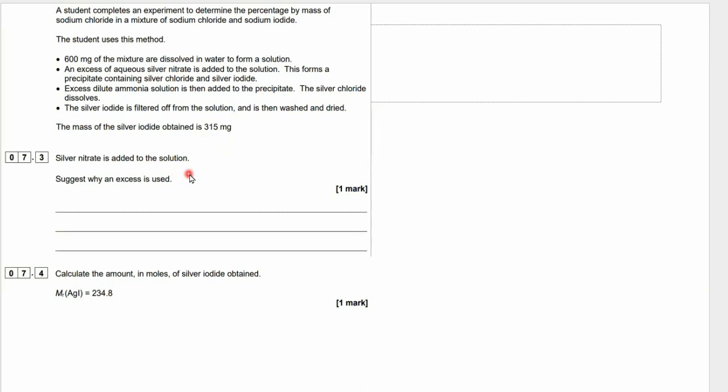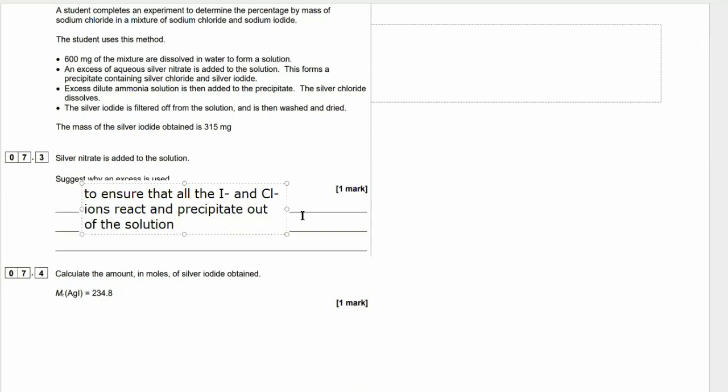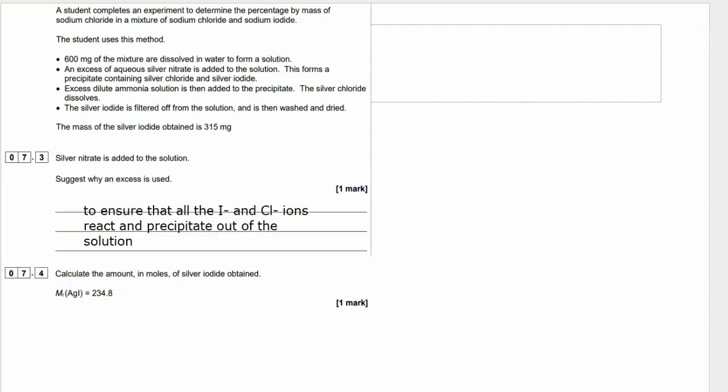Silver nitrate is added to the solution. Suggest why an excess is added. And this is basically to ensure that all the iodide and chloride ions react and precipitate out of the solution. Lovely jubbly. Now, the next question.